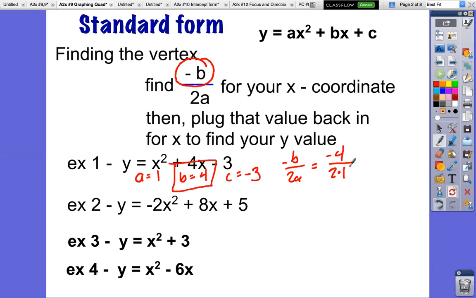Now, if we were in class, I would say I want to see this every single time. But until you truly get good at this, you should write this anyway. I obviously can't check your work, but that's the first step, okay? Now, what is 2 times 1? 2. So -4 divided by 2 is -2, and that's your H value.